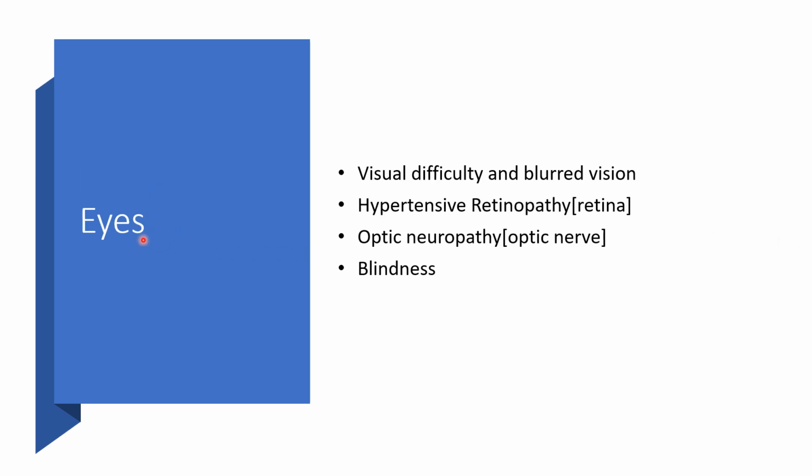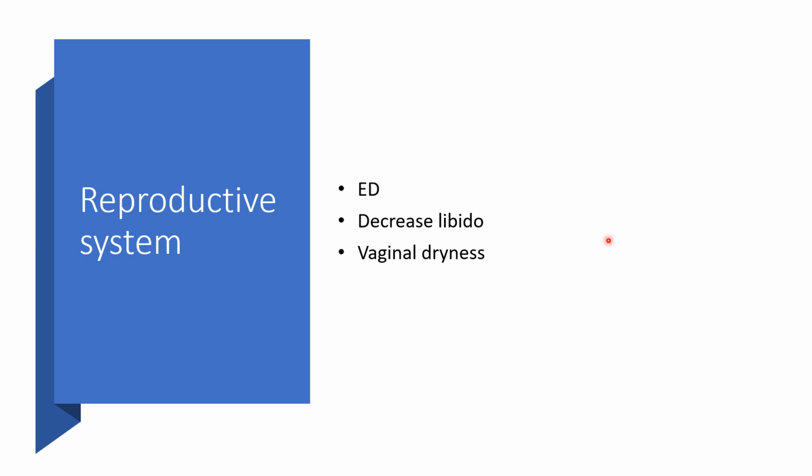The ocular region: the ophthalmologist will experience this on their side when they have patients with visual difficulty and blurred vision. Then there might be hypertensive retinopathy when the retina is damaged, or optic neuropathy when the optic nerve is damaged, and there may be blindness. The reproductive system will not be spared from complications of hypertension, like erectile dysfunction, decreased libido, or vaginal dryness.